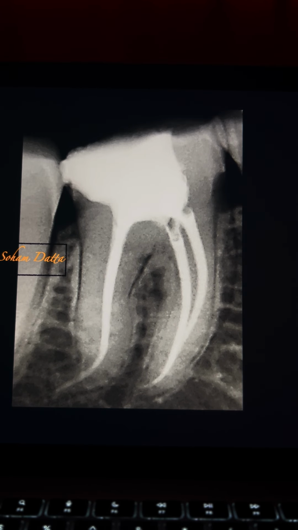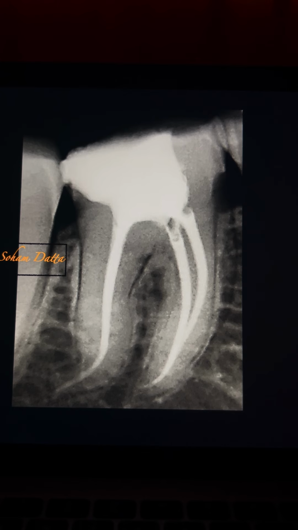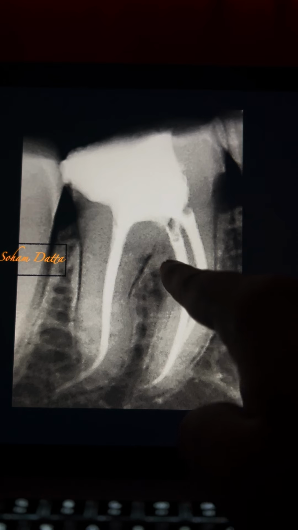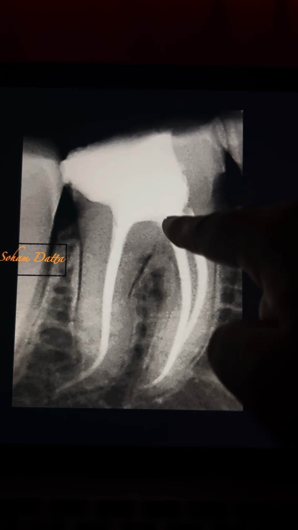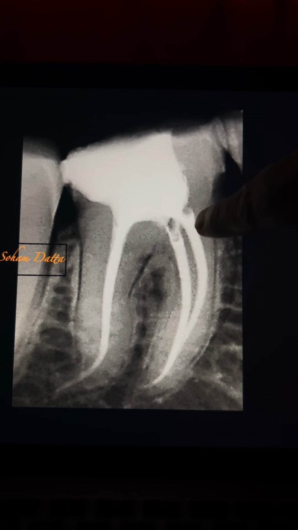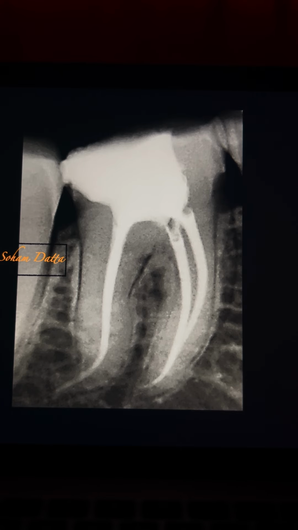Now this is the picture of the obturation of that right lower first molar. This is a slight distal angulation picture. If you take a distal angulation picture from this angle, this one is the mesiolingual gutta-percha, going to the full length till the apex, and this is the mesiobuccal one. This one is the mesiobuccal, this one is the mesiolingual, because it's taken from the distal side.